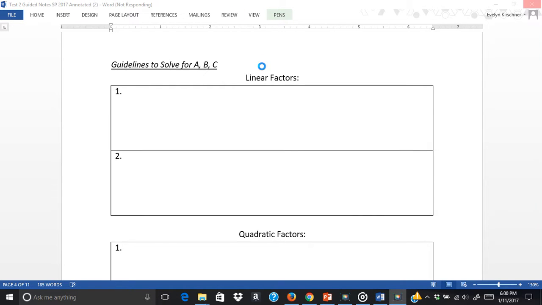So we solved some problems, and now we'll list what we have so we can think about what we did. When we had a linear factor, remember, px plus q, that would be a linear factor. One of the ways that we solve for a, b, and c, the values on top, is where we substitute roots.